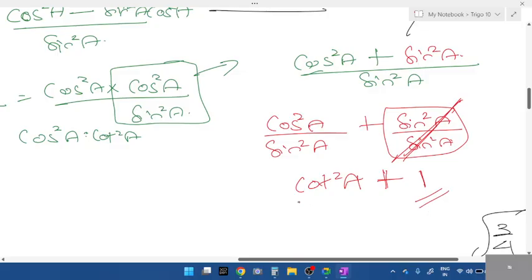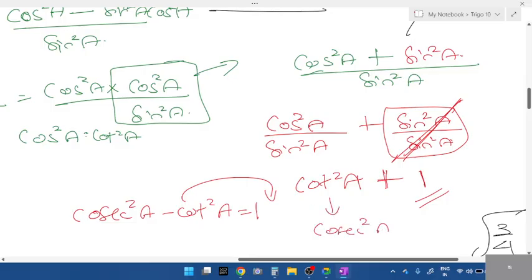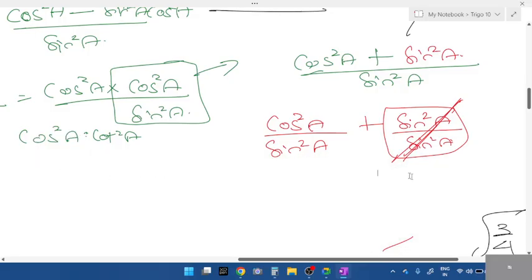But this is not the final answer. Can you tell me what is cot square A plus 1? What is cot square A plus 1? What is cot square A, if cot square A goes to the other side? So the answer for this is cosec square. So whenever there is any value with plus and minus 1, students, you always go with square relation.